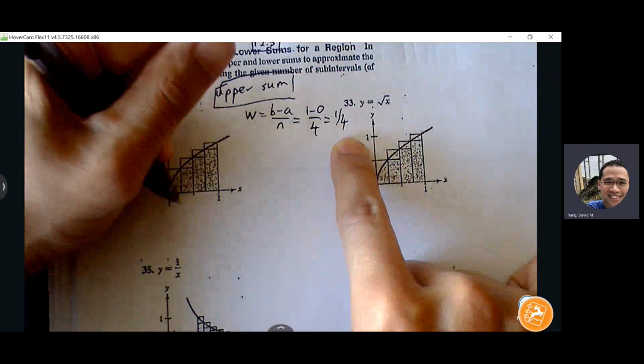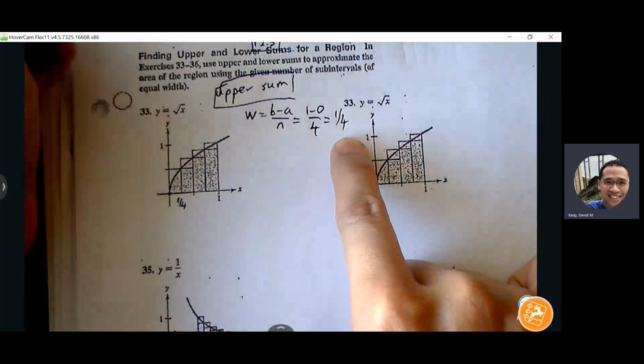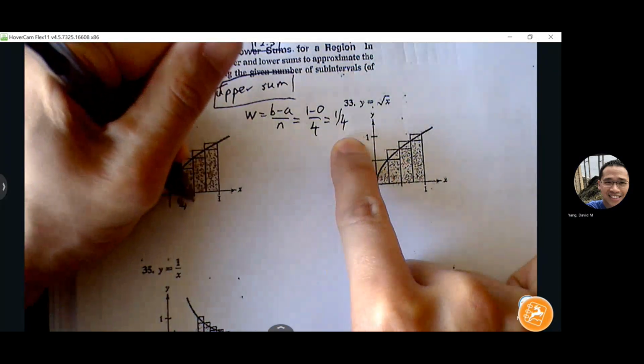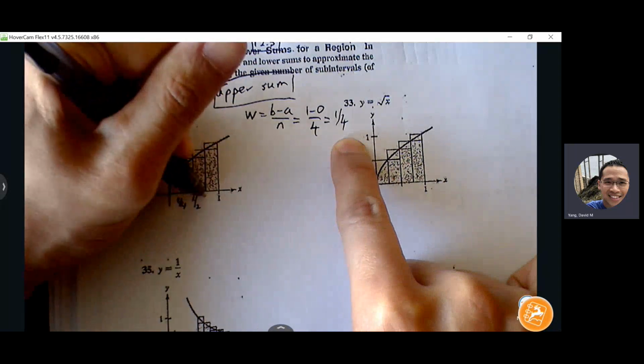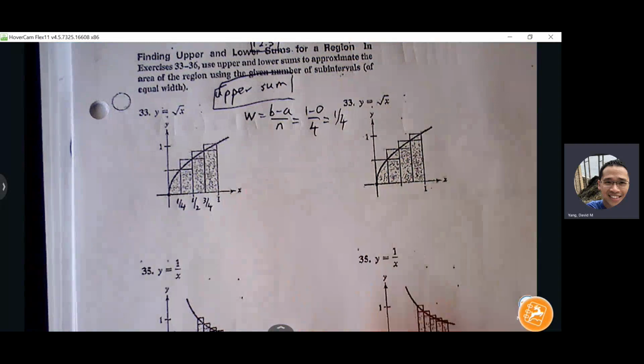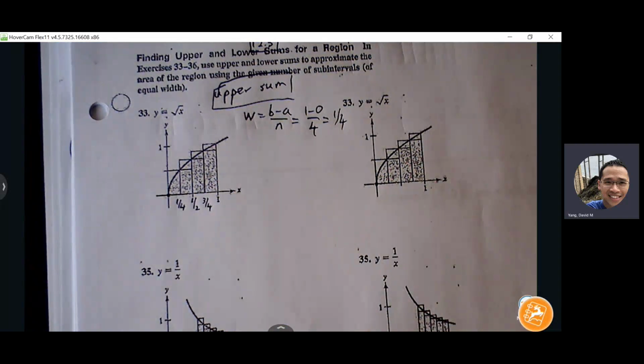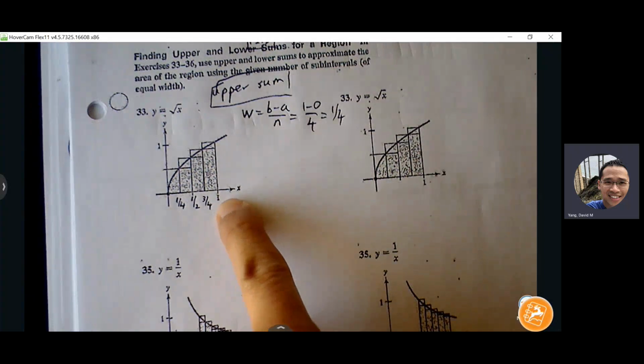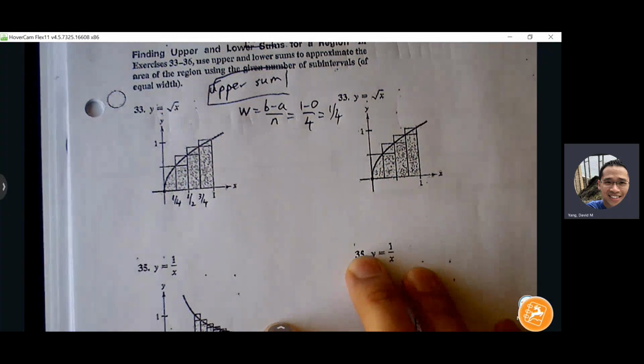So 0 plus 1/4 is 1/4. Plus 1/4 is what? 1/2. Plus 1/4 is 3/4. Plus 1/4 is 1. Okay, so you know you're on the right track if we can keep adding the width and arrive at your right endpoint without any mistakes.